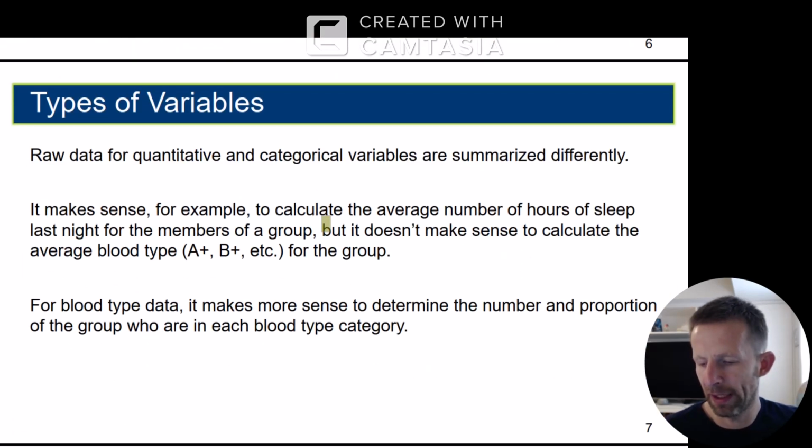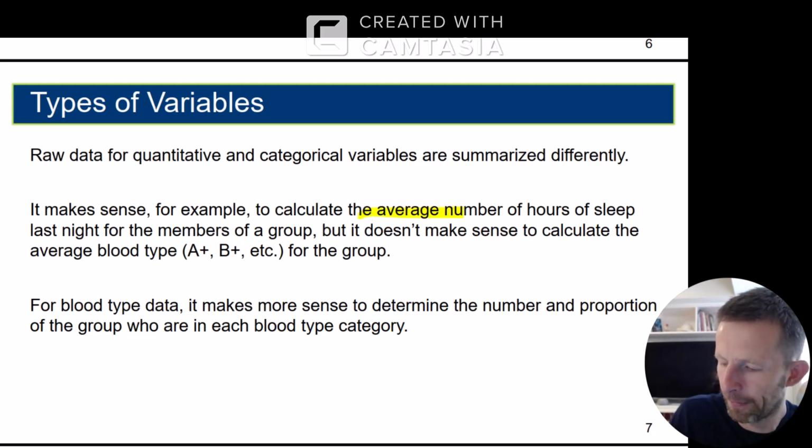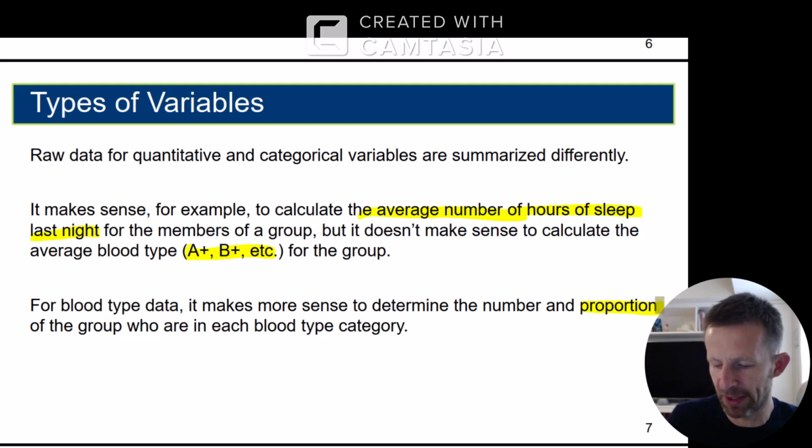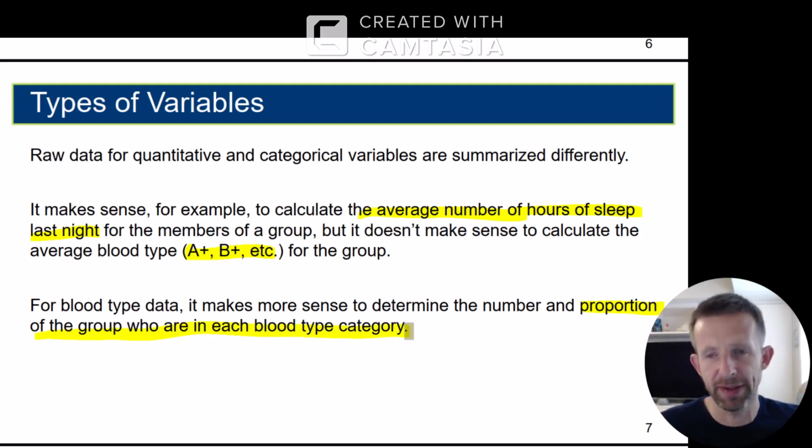So raw data for quantitative and categorical variables are summarized differently. It makes sense, for example, to calculate the average number of hours of sleep last night. I could ask everybody in my class how many hours of sleep they had and then find the mean of that. On the other hand, for blood type, it doesn't make sense to find the average. There, I would want to look at the percentage of people that, for example, have an A+ or a B+ blood type. So we're looking at proportions or percentages of the group who are in each blood type category.